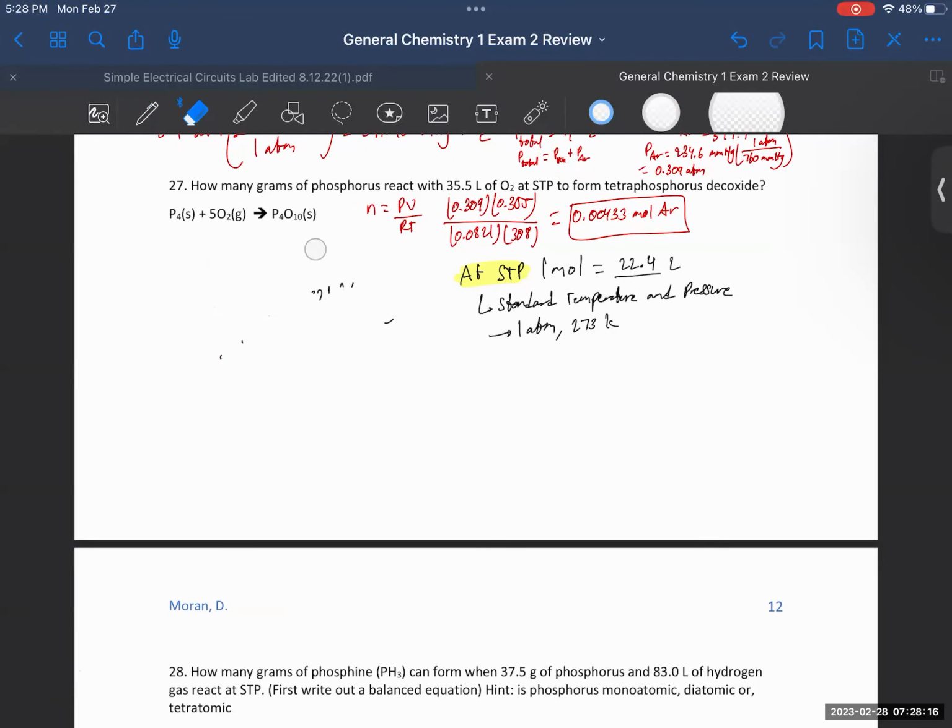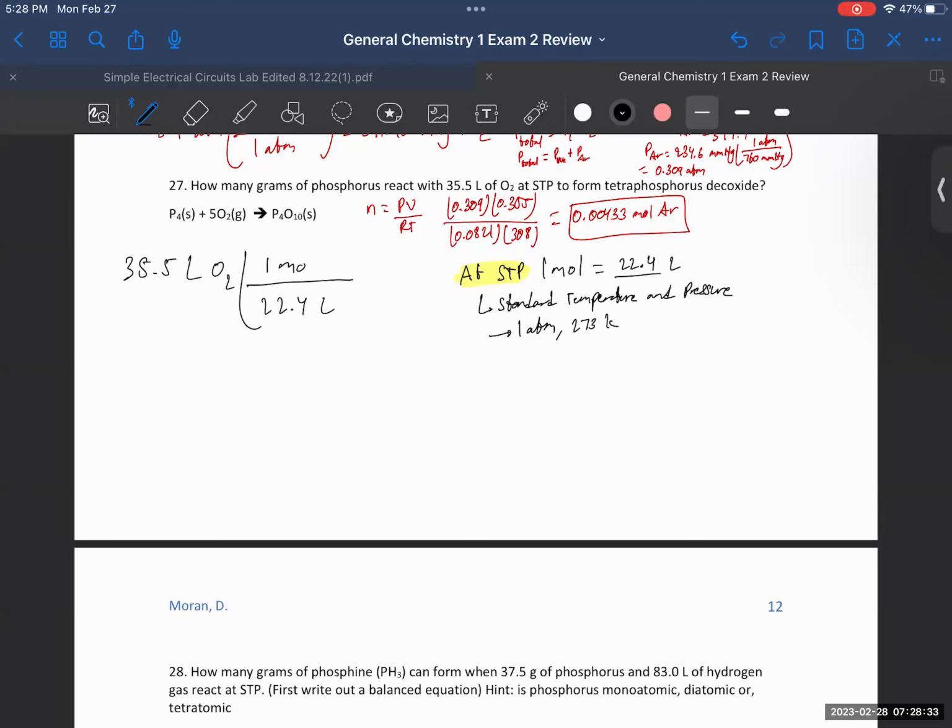Anyway, that's not important for this problem. So just memorize that 1 mole at STP is 22.4 liters. So 35.5 liters of O2, and then, as we said from above, 22.4 liters are in 1 mole. Now, where do we go from here? I know y'all know how to do that. And this is 1 mole of O2. It's the mole ratio. Yeah, it is a mole ratio. So for every 5 moles of O2, you have 1 mole of P4O10.